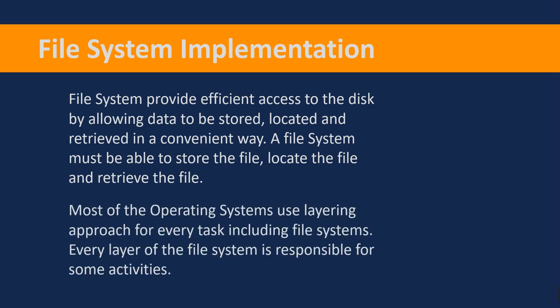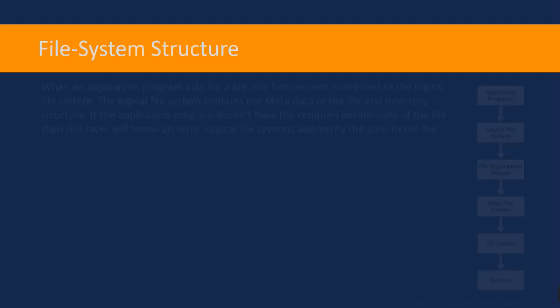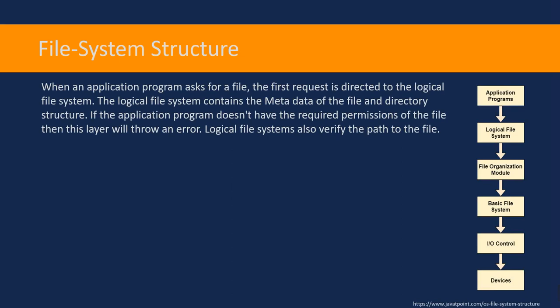Most of the operating systems use a layering approach for every task, including file systems. Every layer of the file system is responsible for some activities. When an application program asks for a file, the first request is directed to the logical file system. The logical file system contains the metadata of the file and directory structure. If the application program doesn't have the required permissions for the file, then this layer will throw an error. The logical file system also verifies the path to the file.